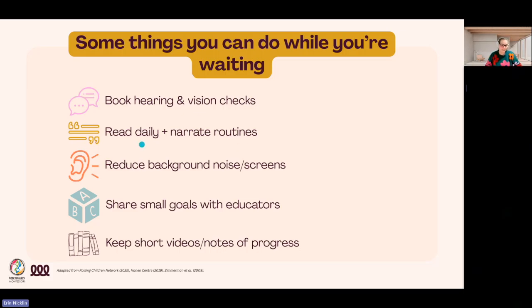So reading books is one of the best things that we can do. If you're going to take nothing away from tonight, take away that I need to read books every day. I know that's really boring sometimes for parents, especially if our kids only want to read the same books over and over. It's actually really great. If we do repetitive book reading, that's consolidating their language knowledge that they've got.